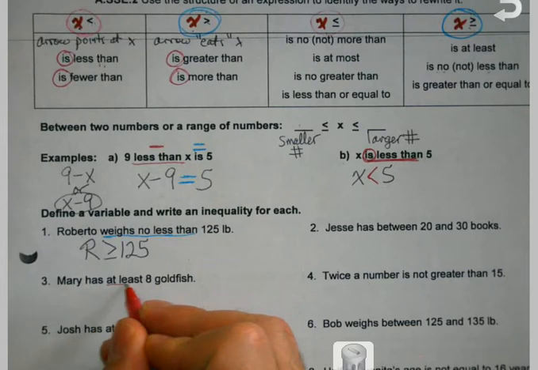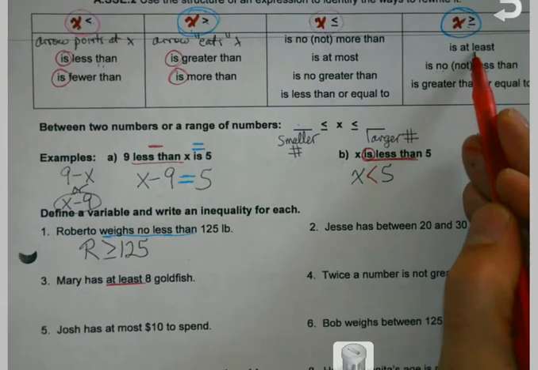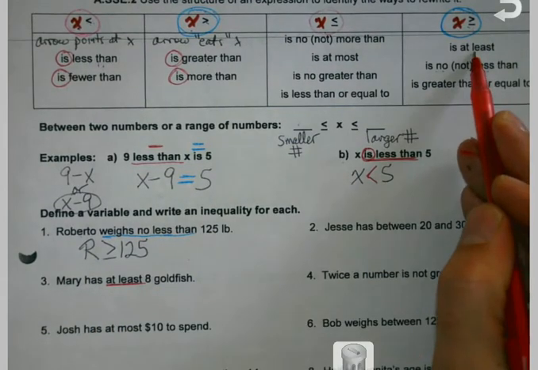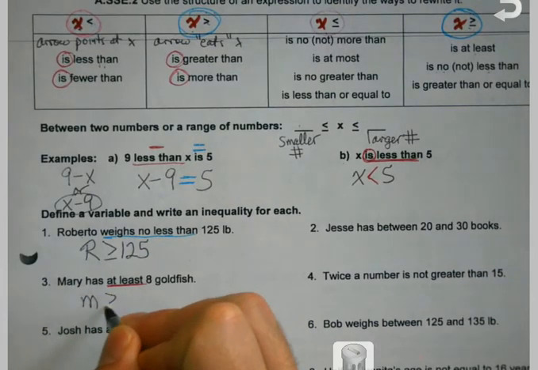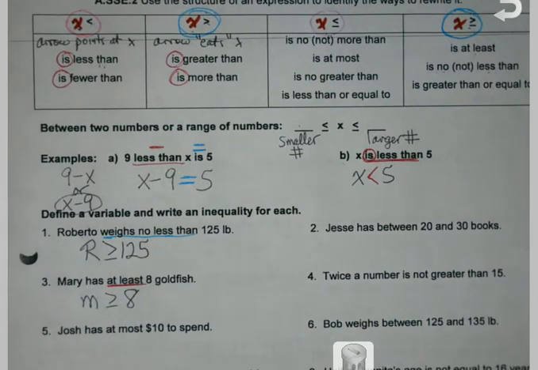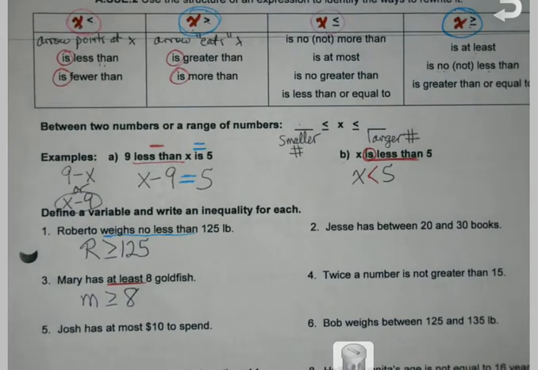Mary has at least 8 goldfish. She may have 8. She may have more than 8, because when it says at least, she may have 10, she may have 20, I don't know. But that's what we've got to work on with this, is kind of getting used to those words. And again, using the chart, there's nothing wrong with that.